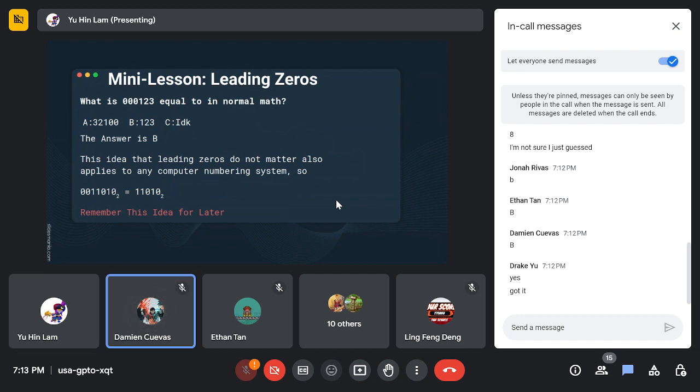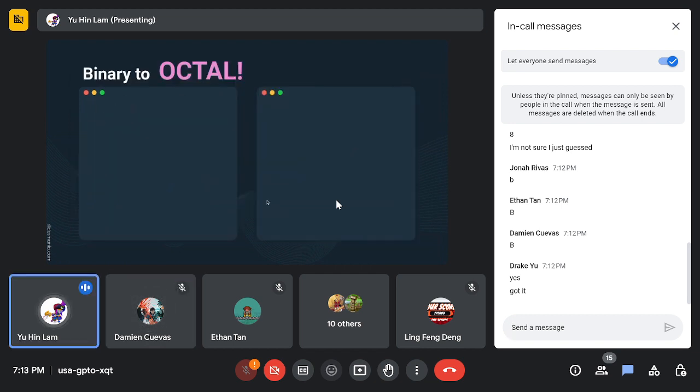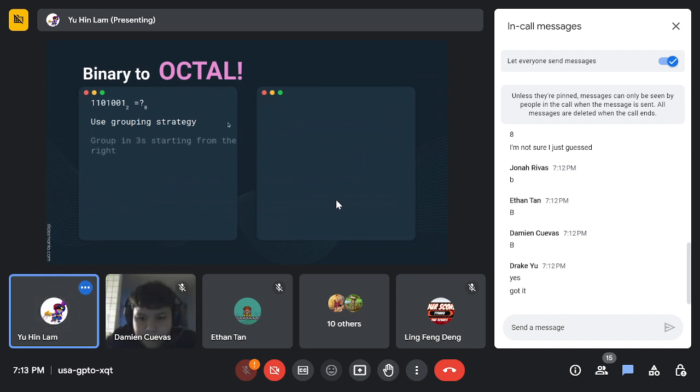Yeah. Okay. So let's first learn how to convert binary numbers to octal numbers. Let's use this binary number as an example. When we're converting binary to octal, we will use this grouping strategy. We would group these binary numbers into groups of 3, starting from the right. In this case, we will group them 1, 0, 0 for our first group, 1, 0, 1 as our second group, and then our last number will be 1.